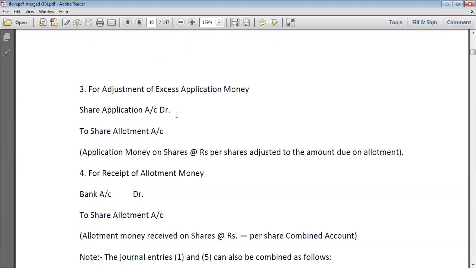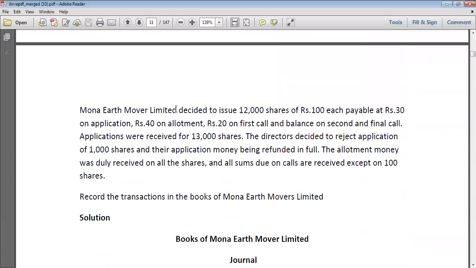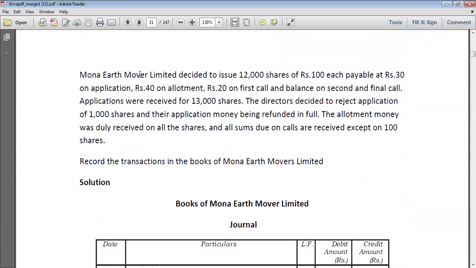So let's understand that with an example. Mona Earth Movers Limited decided to issue 12,000 shares of 100 each, payable at 30 on application, 40 on allotment, 20 on first call, and balance on second and final call. So the company issued 12,000 shares, face value 100 rupees. 30, 40, 70, and 20 makes 90, so the balance amount is 10 rupees on second call.